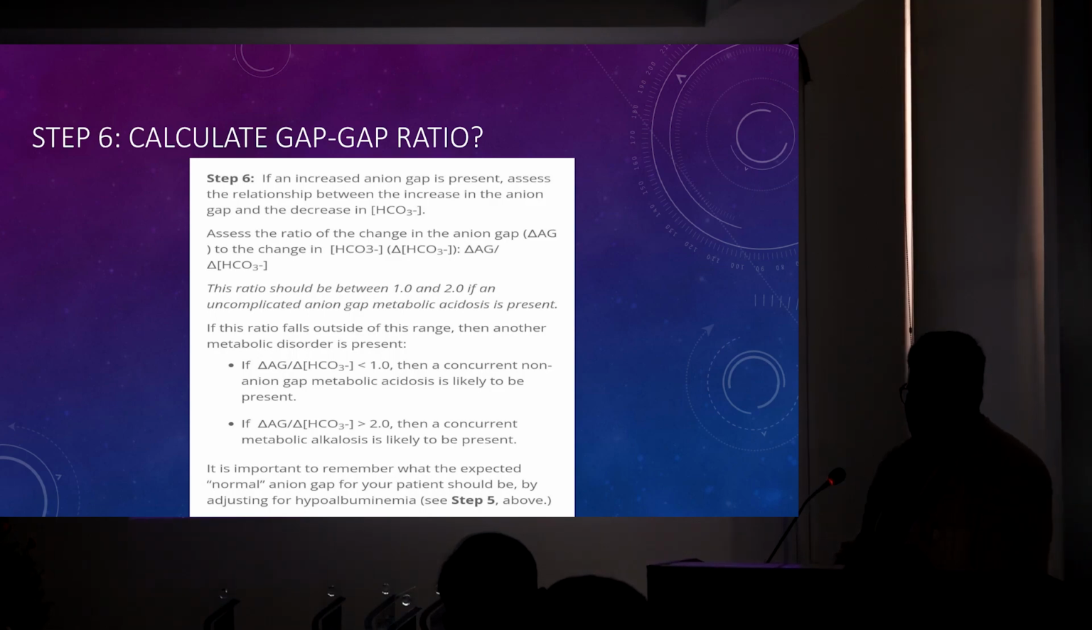So if it is less than 1, then a concurrent non-anion gap metabolic acidosis is likely to be present. But if it is more than 2, then a concurrent metabolic alkalosis is likely to be present. And between 1 and 2, it is usually normal, or to be judged in the clinical scenario of the patient you are dealing with.